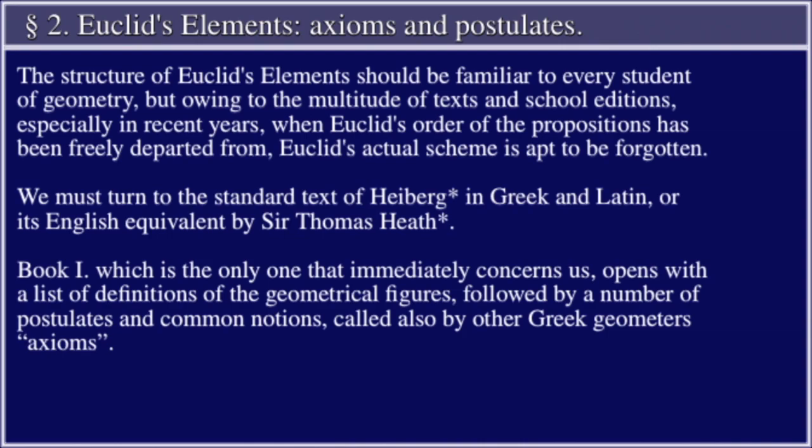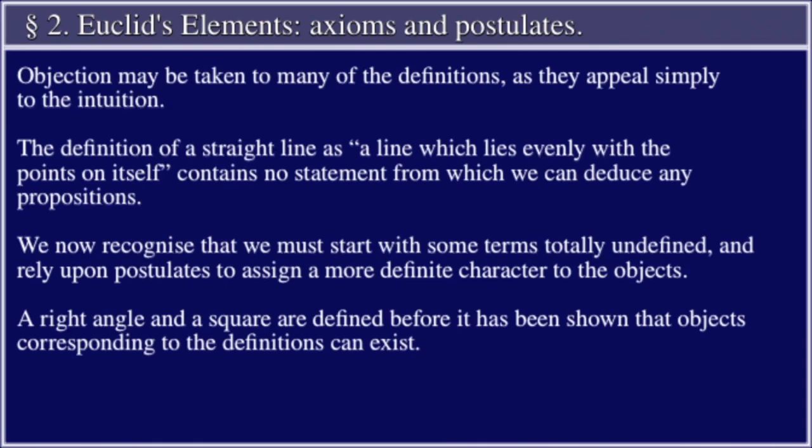Heath. Book 1, which is the only one that immediately concerns us, opens with a list of definitions of the geometrical figures, followed by a number of postulates and common notions, called also by other geometers axioms. Objection may be taken to many of the definitions, as they appeal simply to intuition. The definition of a straight line as a line which lies evenly with the points on itself contains no statement from which we can deduce any propositions.